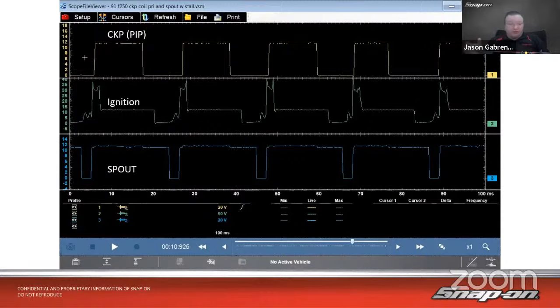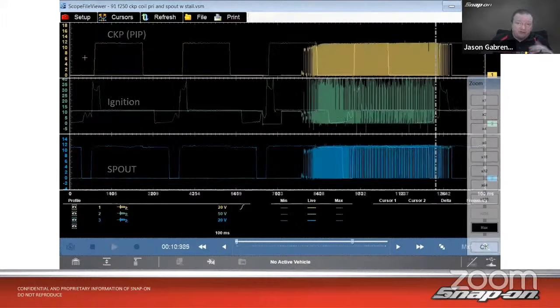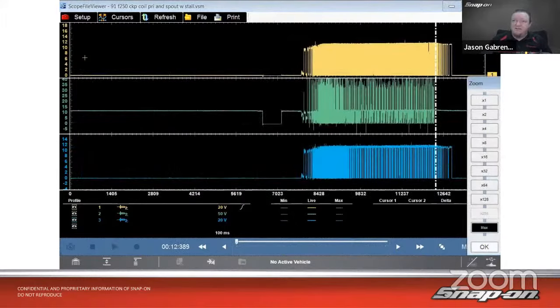So we said, all right, we'll record it. And then it stalled. So like, great, cool. So I captured it. We'll see what happens. So we zoomed out and we can see, I think it's pretty obvious who failed first. Right, this guy in the middle right there, the actual ignition signal.